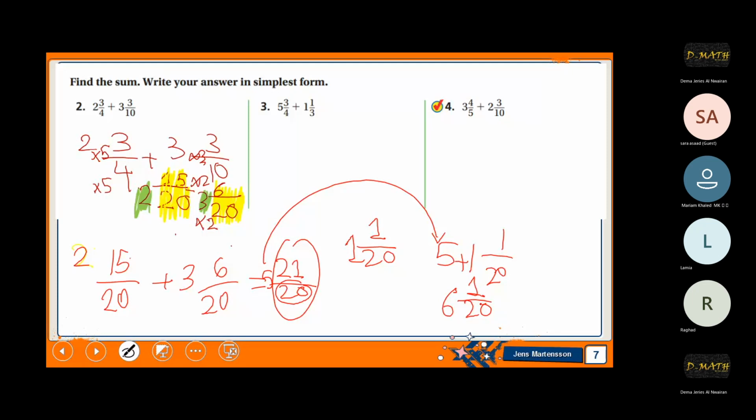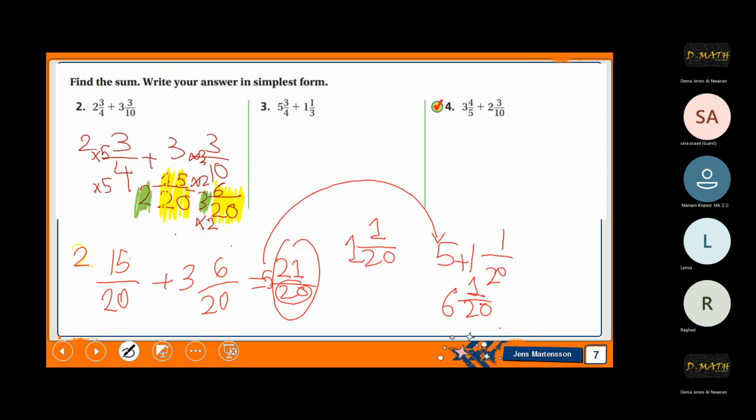You didn't understand? What you didn't understand? Yes, because up to here, you know why we found the answer as 5 and 21 over 20. But if you look at 21, it's bigger than 20. And we said that 20 is a small number, 21 is a big number. That means we cannot hold it. So what can we do? We will simplify it. What do I mean by simplify it? I take 1, I divide. After I divide, I get the answer as 1 and 1 over 20.